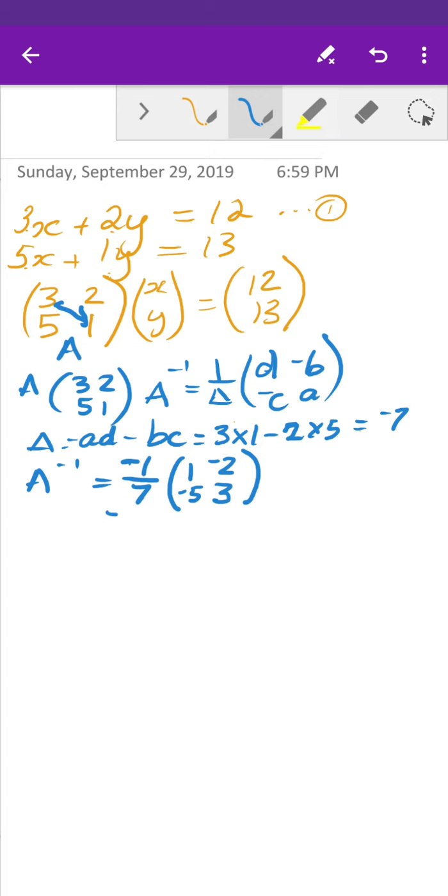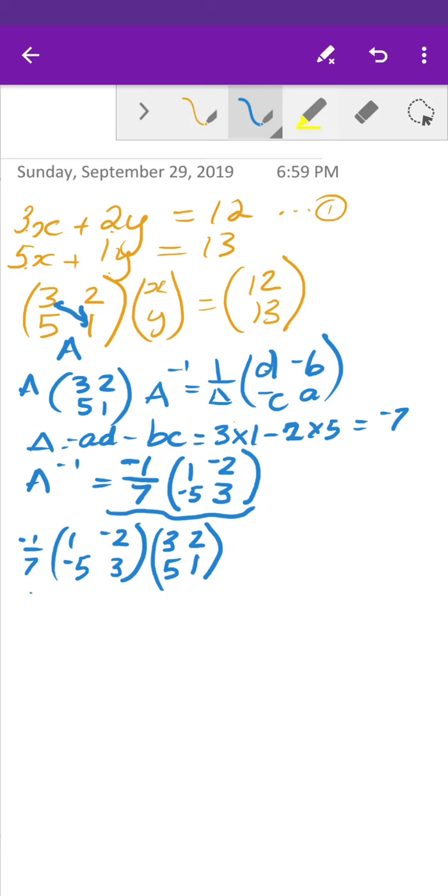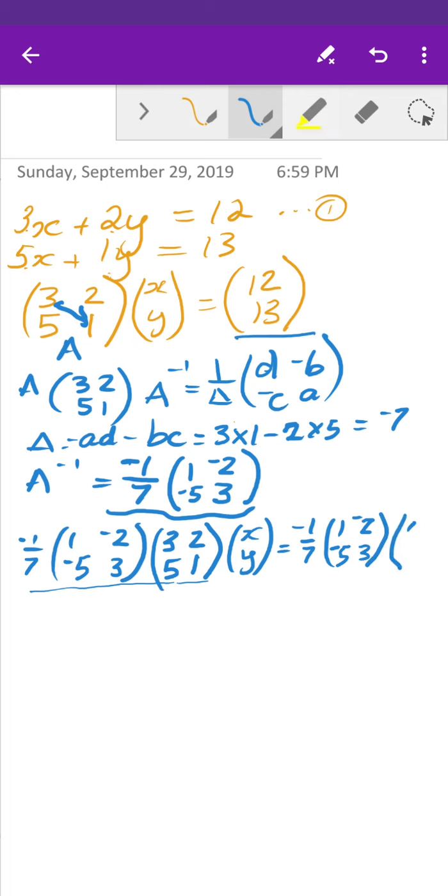So now we put this in front of the left and in front of the right. We're going to put this, 1, negative 5, negative 2, 3. That's the inverse of A. We put that in front of A, 3, 2, 5, 1. If you multiply these three together, you should get the identity matrix. Now we put the inverse, 1, negative 2, negative 5, 3, in front of the left-hand side, and we put this in front of 12, 13.